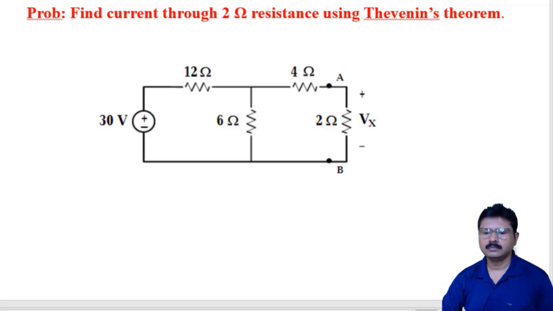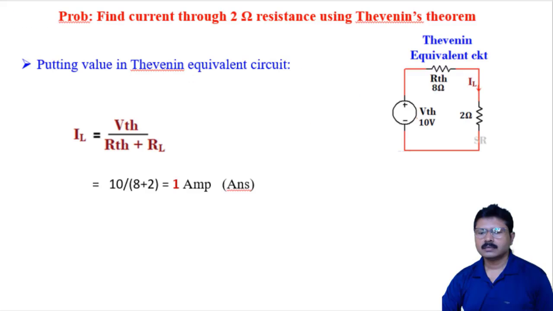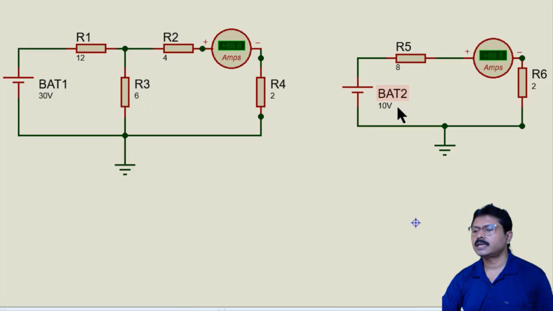are equal. Say this is our main circuit, 30 volt, 12 ohm, 4 ohm and 2 ohm in series and 6 ohm in parallel. Next is the equivalent circuit, which is having 10 volt with 8 ohm and 2 ohm series resistance. So this is the main circuit with same component and this is equivalent circuit with same component.